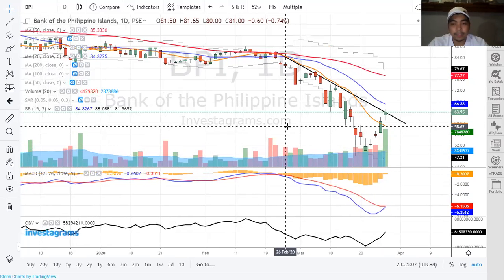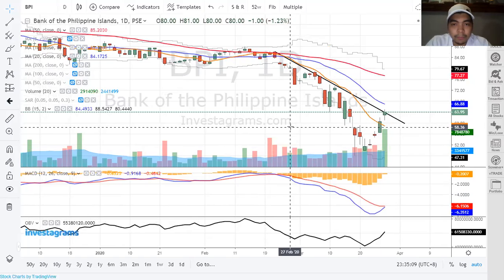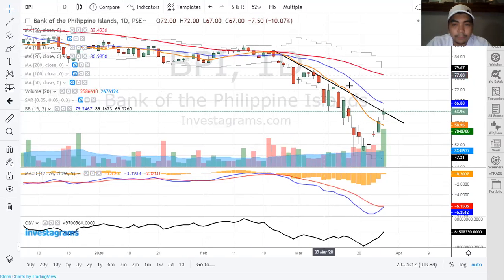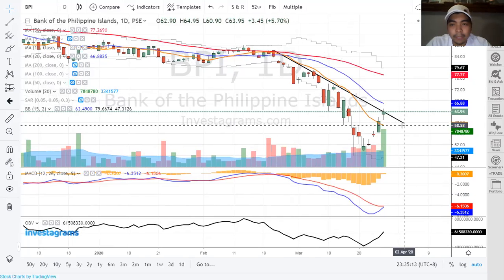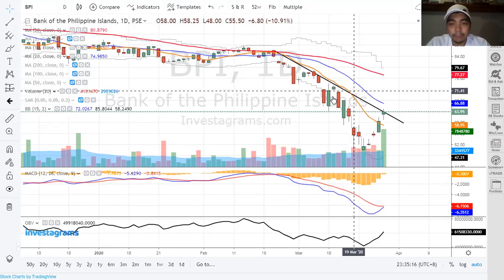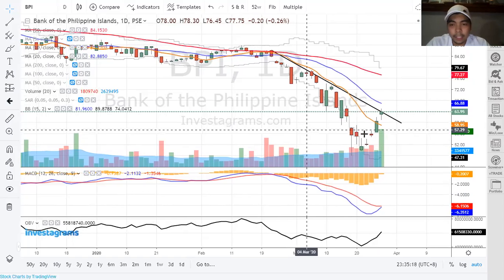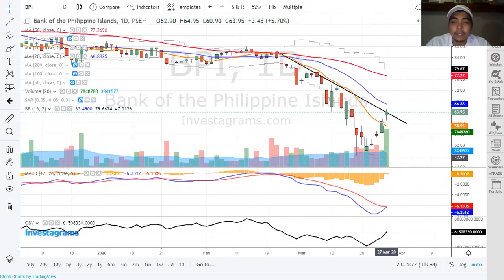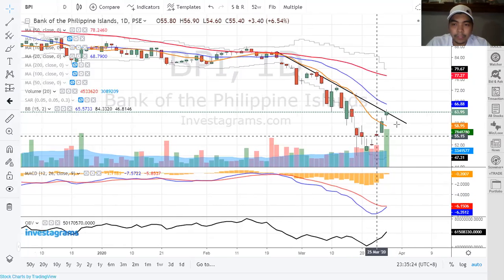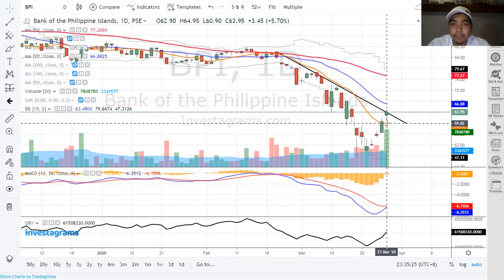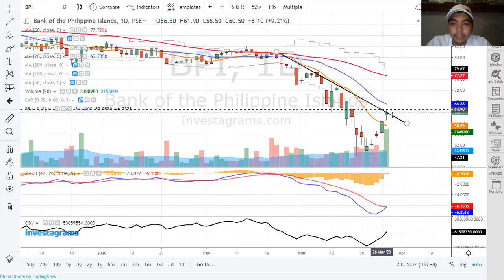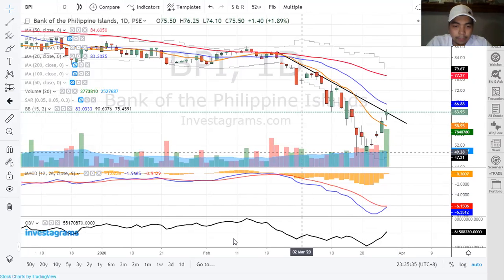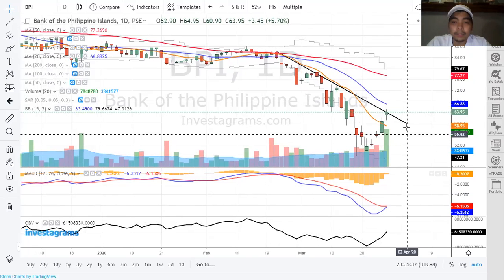So let's start. BPI, as you can see here, trend-wise, let's do the trend first. It was forming a downtrend previously. But today, or last trading day, the stock went up on a higher volume. It ended up with a 5.7% gain. But I'm quite cautious about this one, the candlestick.